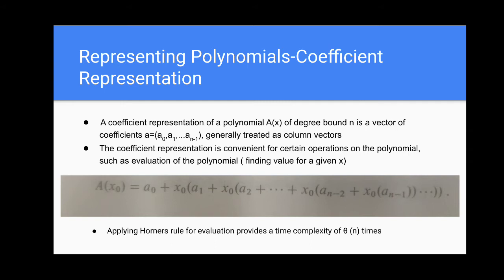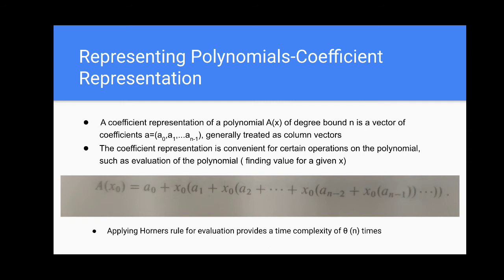Now we will switch over to understanding how we represent these polynomials in a computer, because what we want is to represent polynomials in computers and also do the operations on the computer. The coefficient representation of a polynomial A of x of degree bound n is a vector of coefficients a_0 to a_(n-1), generally treated as a column vector. The coefficient representation is a convenient form for certain operations on the polynomial, such as evaluation, addition, etc.